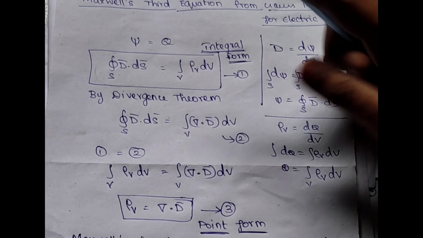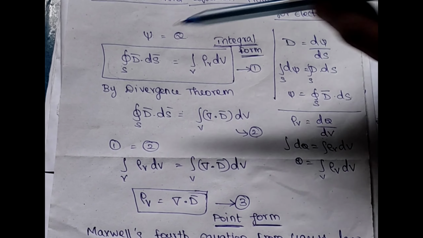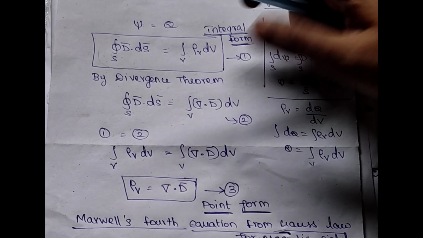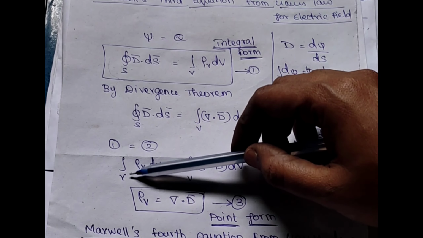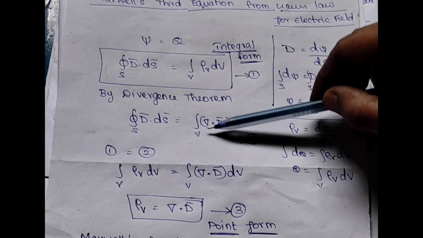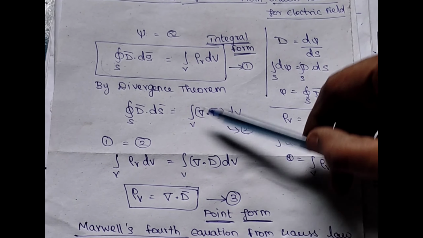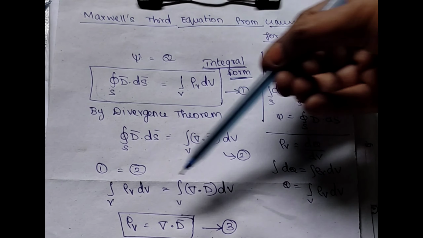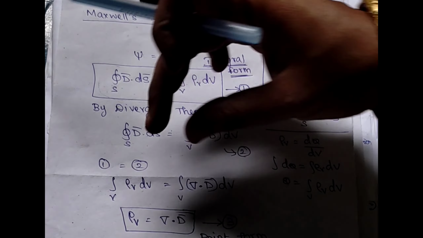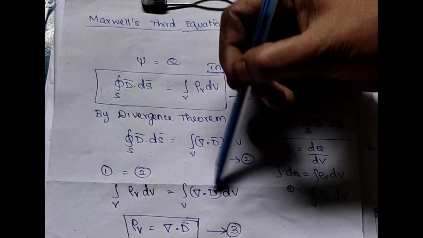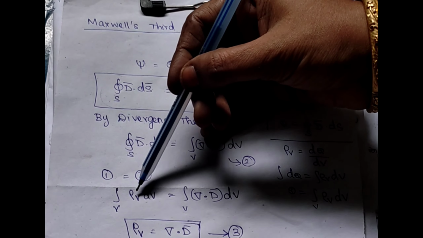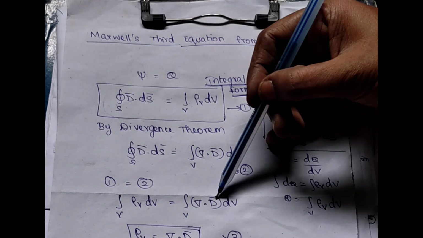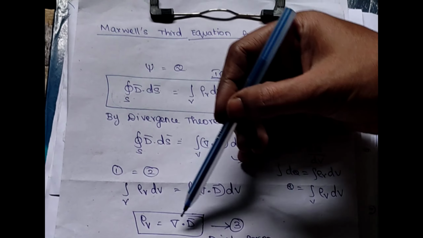So now equate these two equations. Left hand side we have surface integration, and I can relate the right hand side. So I am considering the right hand side of these two equations. Integration of rho v dv is equal to integration of del dot D dv. Now I can cancel the integration because both sides we have only volume integration. So the inner content is same. Take the inner content: rho v is equal to del dot D.